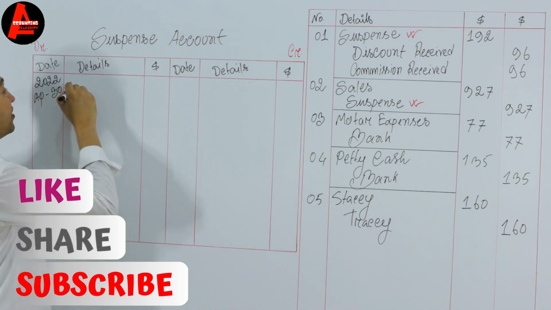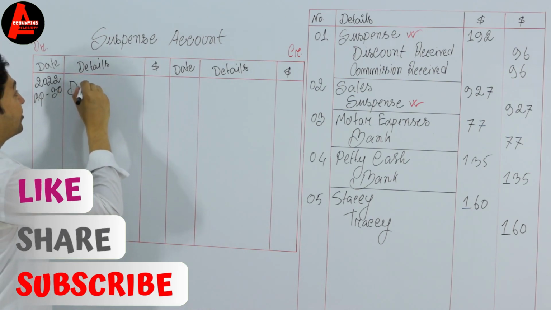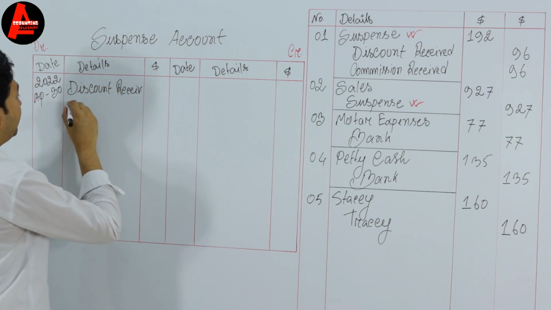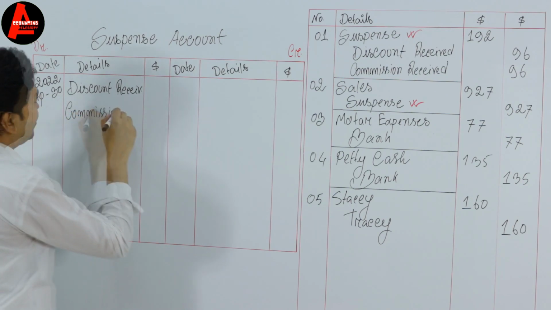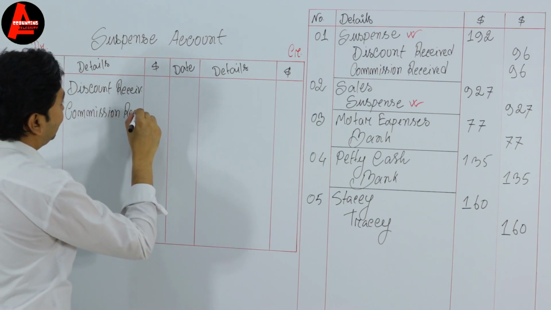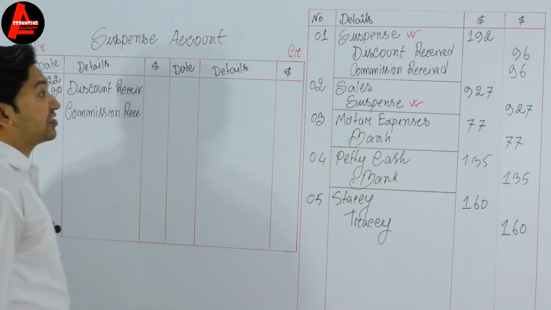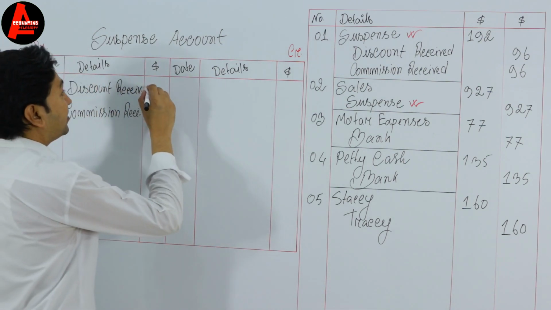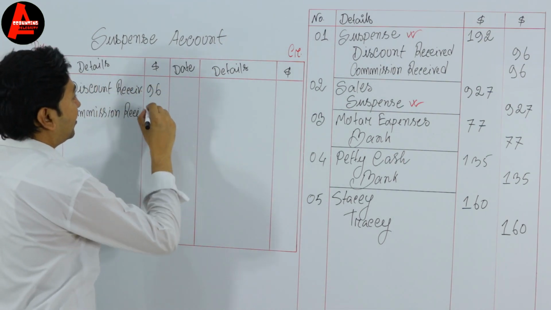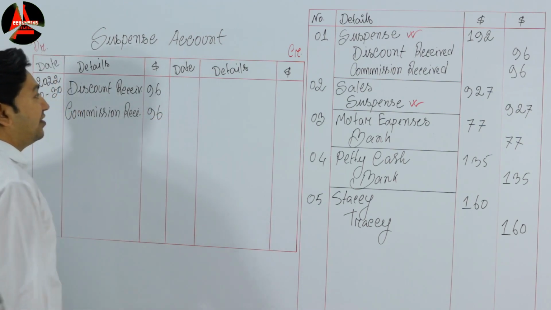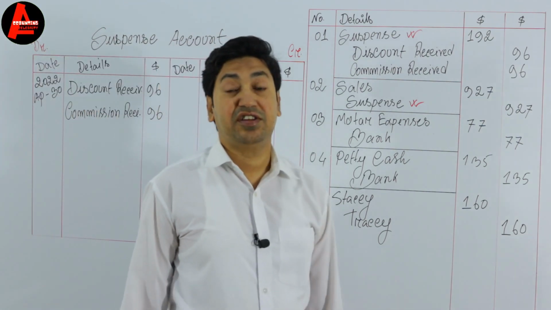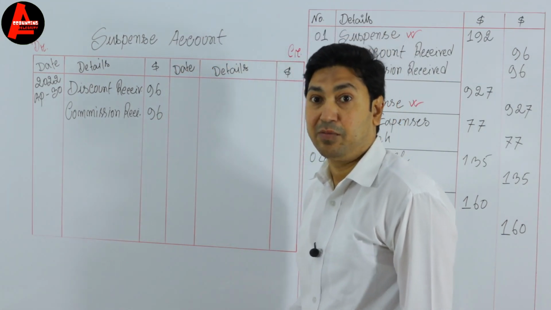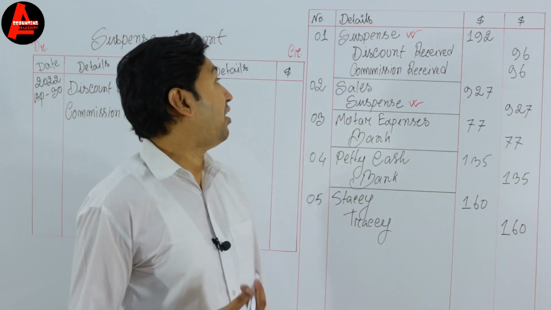Let us write discount receipt and commission receipt. Discount receipt 96, commission receipt 96. We will write these amounts in the dollar column. 96. So the first transaction is completed. We wrote everything, including amount and date. Great. Now we have number 2.